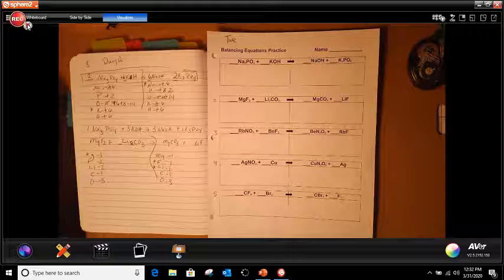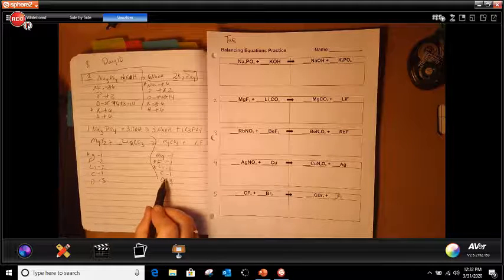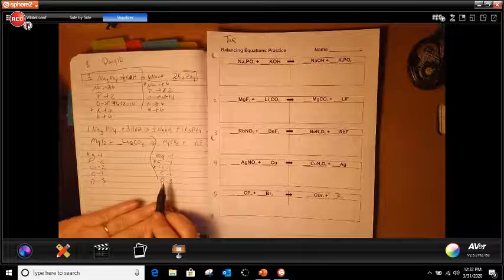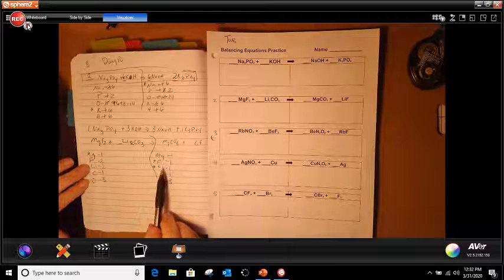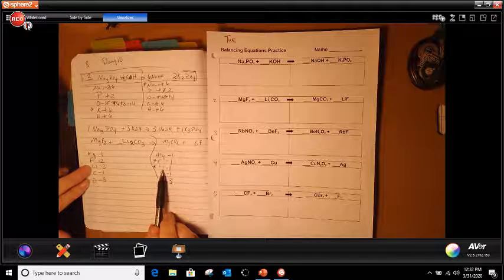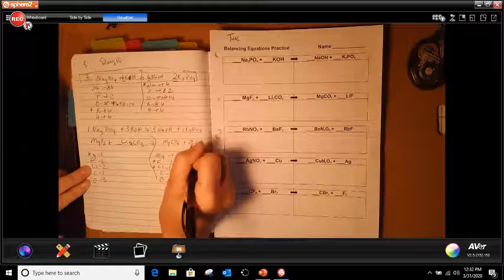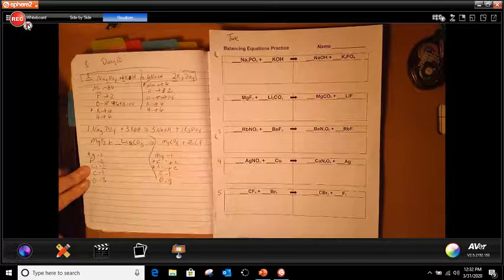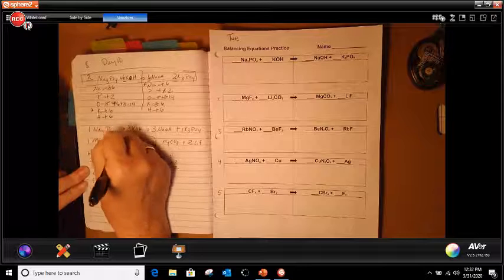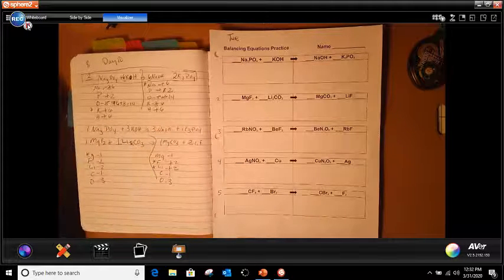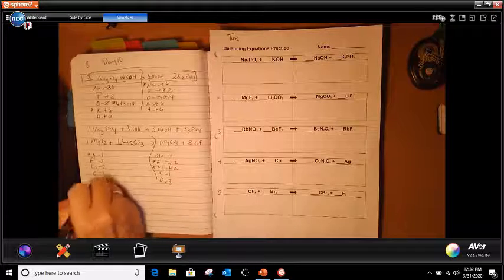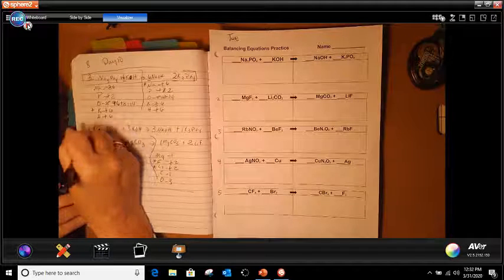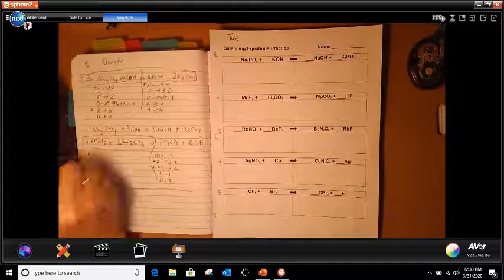So the only thing I have to do is change F and Li to 2. So the only thing I have to do is put a 2 in front of here. That's a 2, that's a 2. And now this is a 1, this is a 1, this is a 1, and it is balanced. So that is question number 2. Let's look at question number 3. And remember, you just go through, put an X.